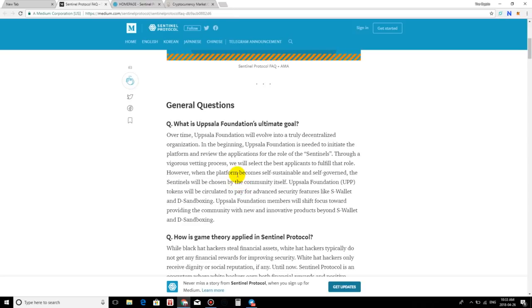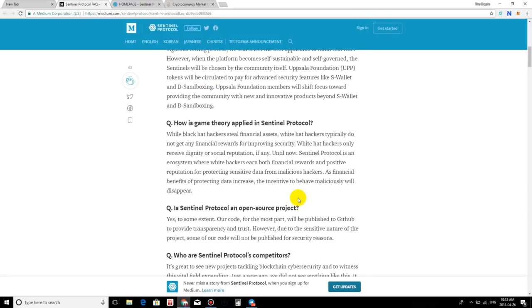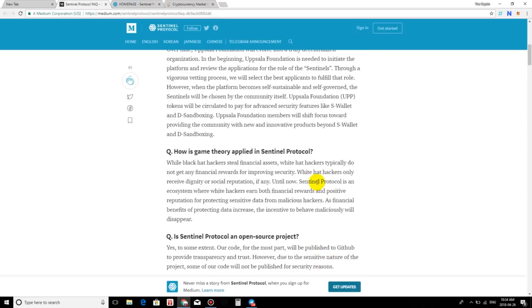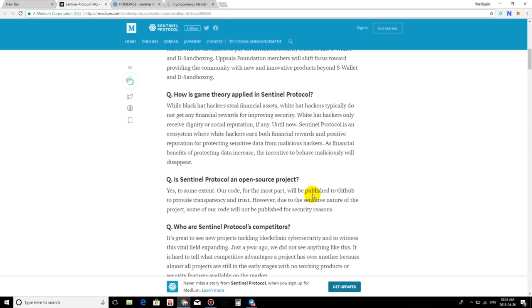So guys, this is the ultimate decentralized system, right? As they say over here, when the platform becomes self-sustainable and self-governed, the Sentinels will be chosen by the community itself. I believe this is very similar to how Dan Larimer invented BitShares and the system over there: delegated proof of stake, trusted nodes, witnesses, and so forth. It's pretty cool stuff, guys. That is awesome. But let's dive a little bit more into what it's really about.